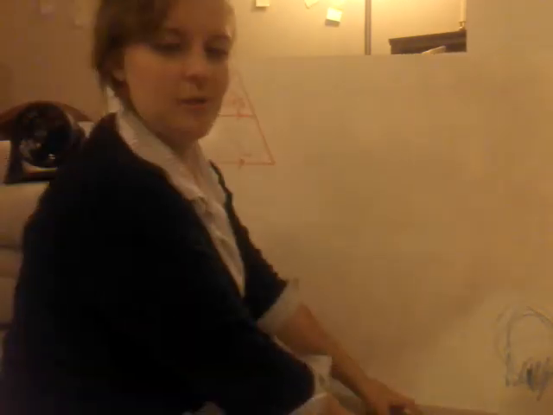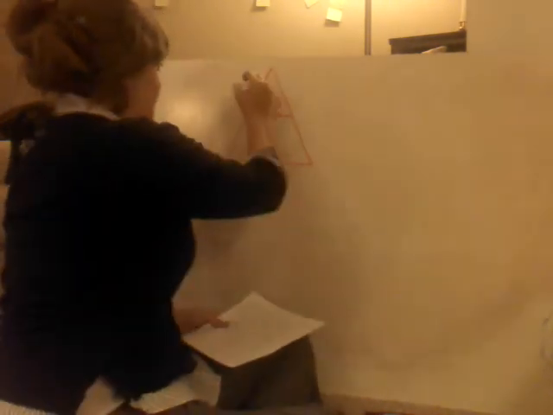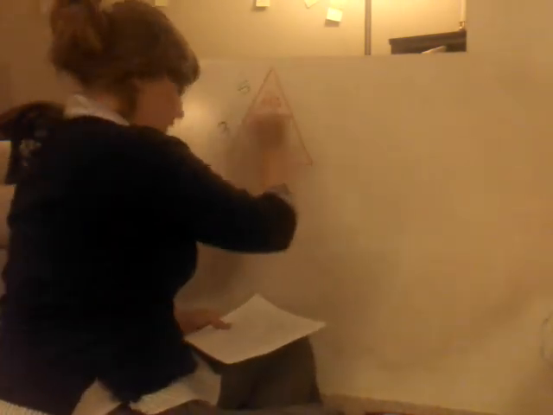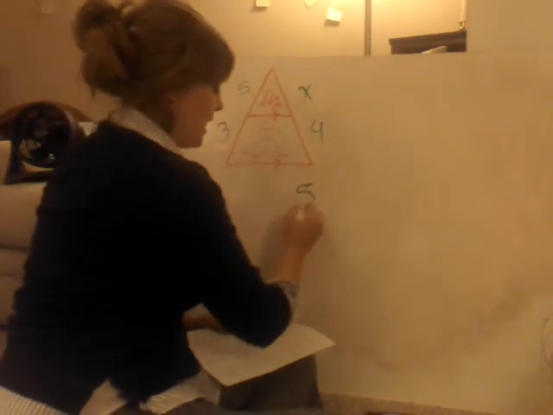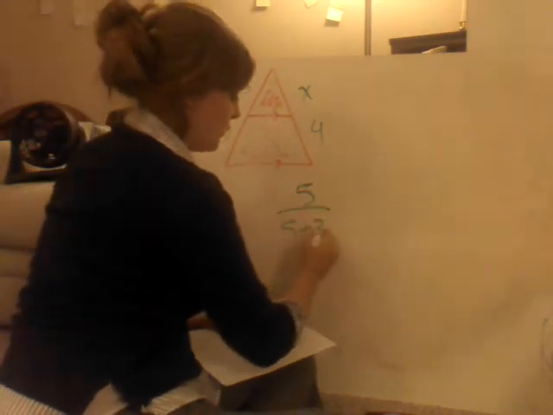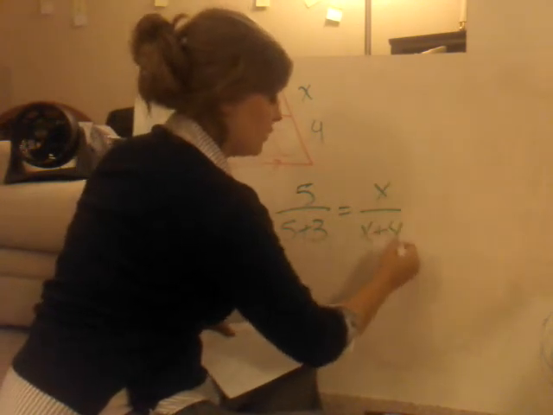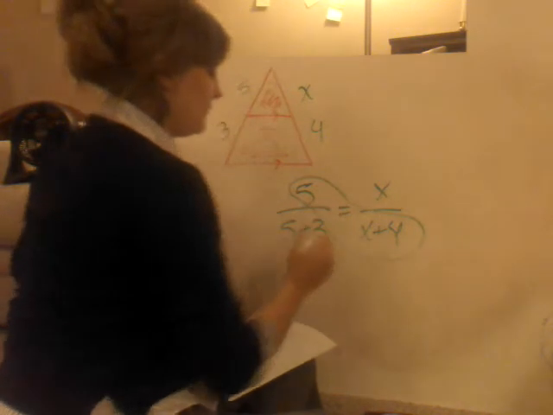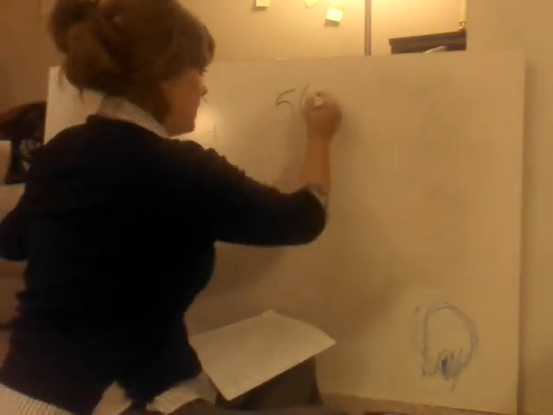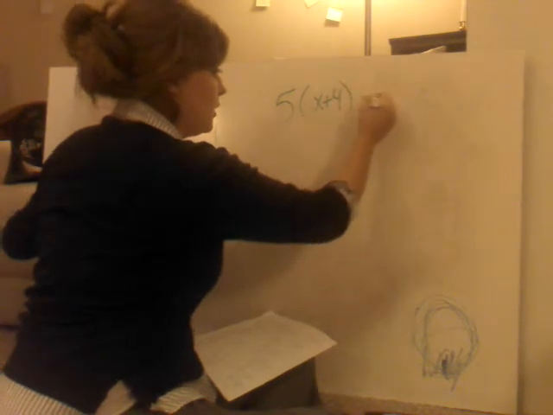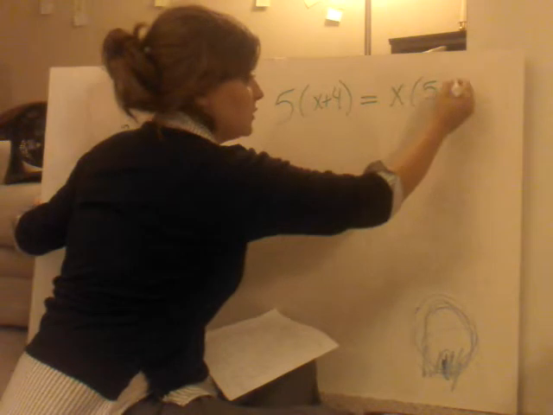This is my favorite color. I'm going to use it a lot too. Alright, number 4. I've got 5 and 3, x, and 4. I set it up the same way. I've got 5 over 5 plus 3 is equal to x over x plus 4. I cross multiply. I'm going to shift over. So I have 5 times x plus 4 equal to x times 5 plus 3.